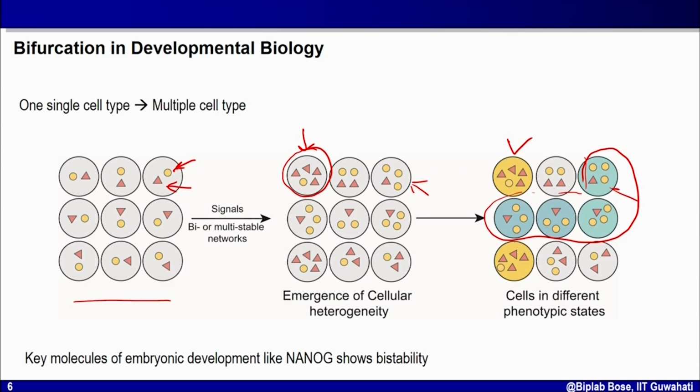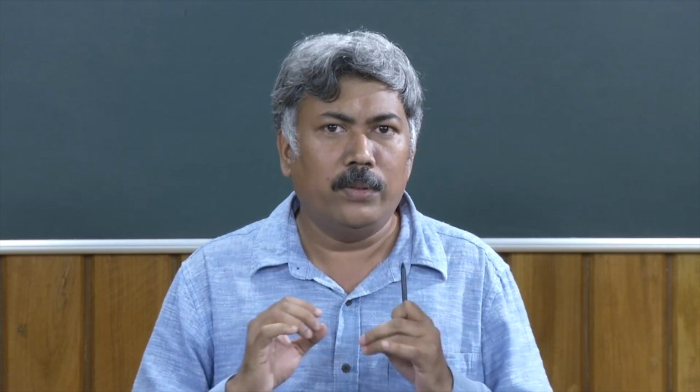This type of observation we have made not just theoretically; people have studied this type of behavior for different molecules like Nanog, a key transcription factor involved in differentiation of the mammalian system, even in humans. In those cases, we have observed that the network which controls the expression of this protein is bistable, and with a proper signal, this bistability can give rise to two subpopulations of cells having a bimodal distribution.